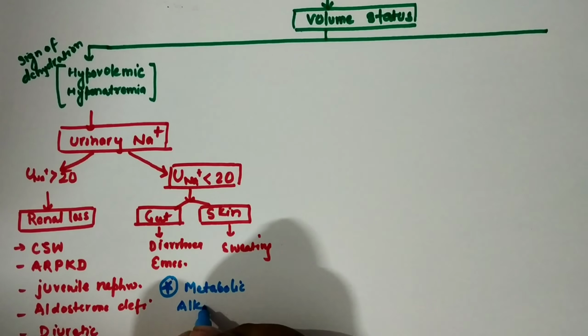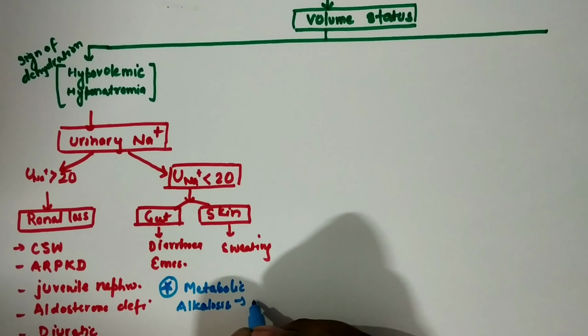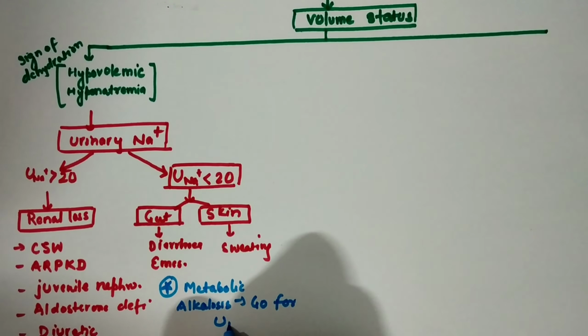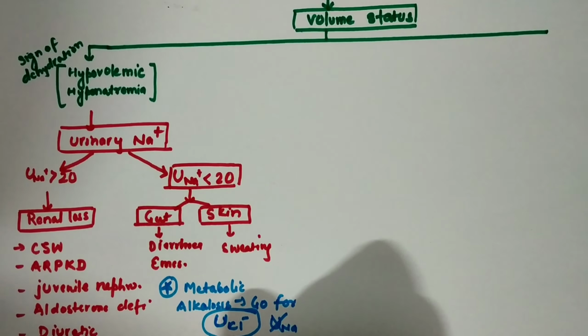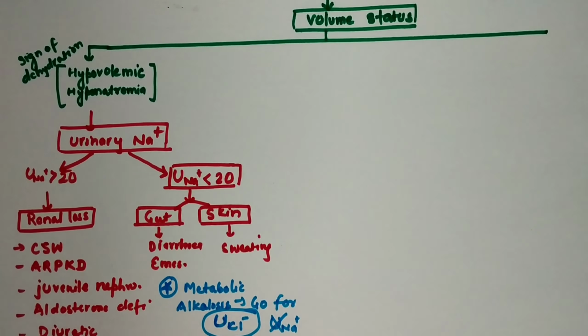As we know, if there is prolonged emesis, there is a metabolic alkalosis. In that case, we look for serum chloride. We have already discussed metabolic alkalosis in the approach to ABG.